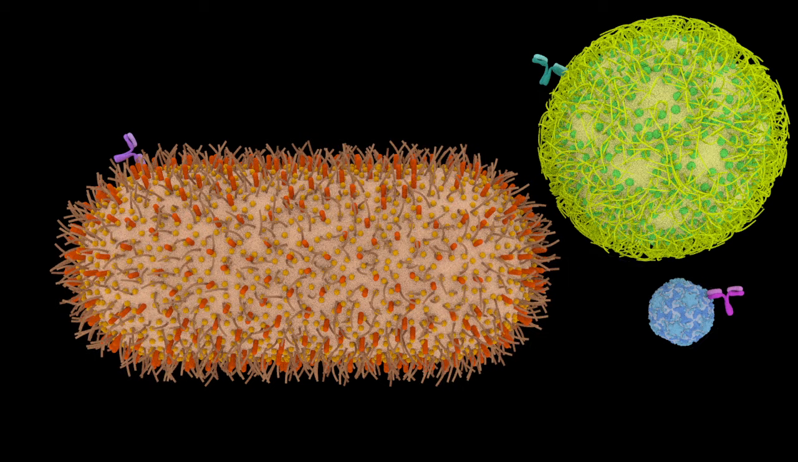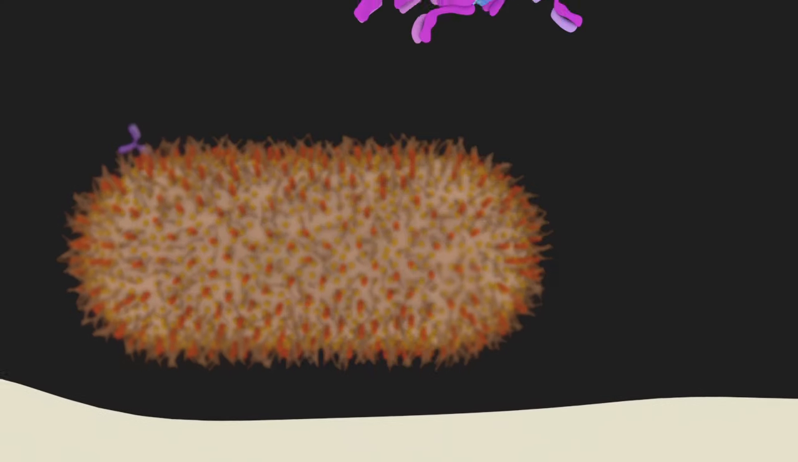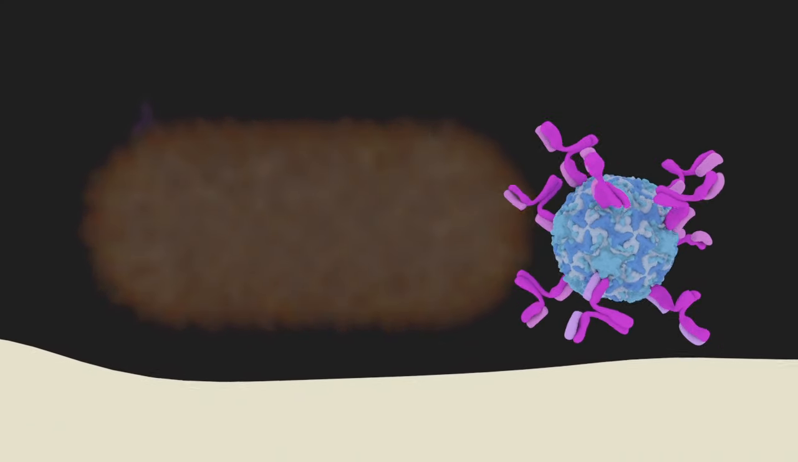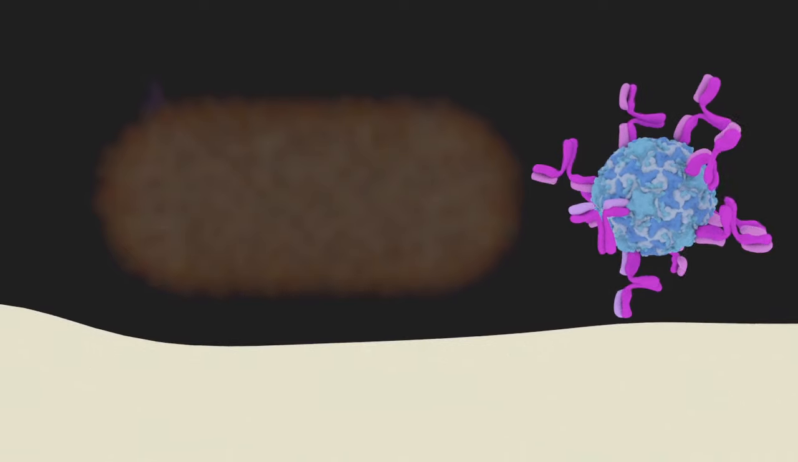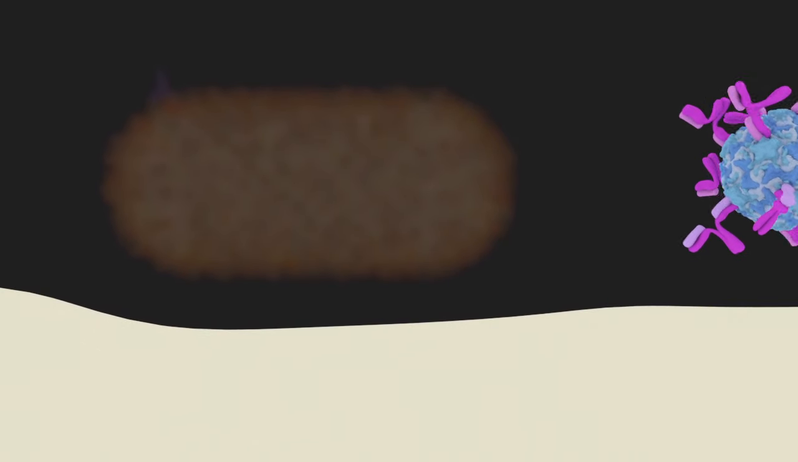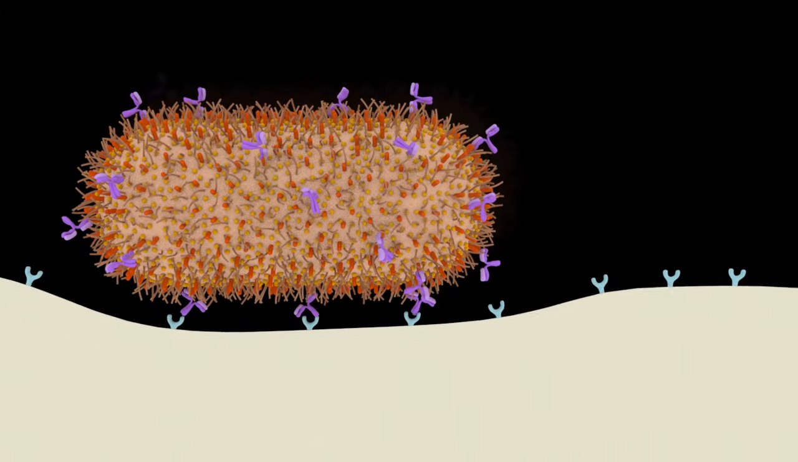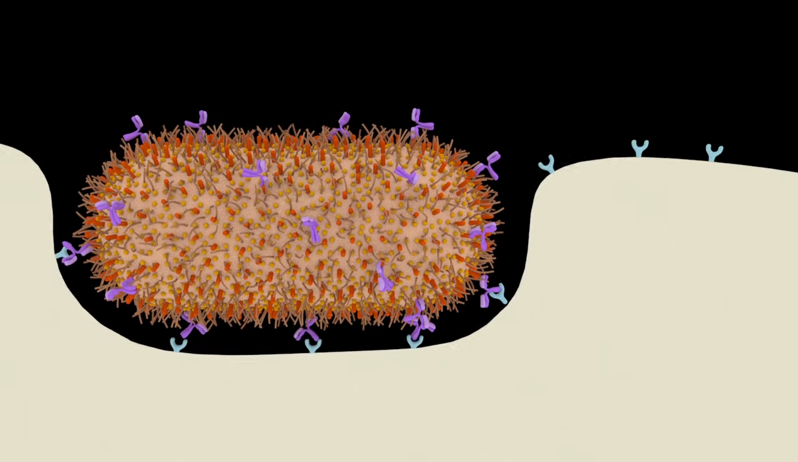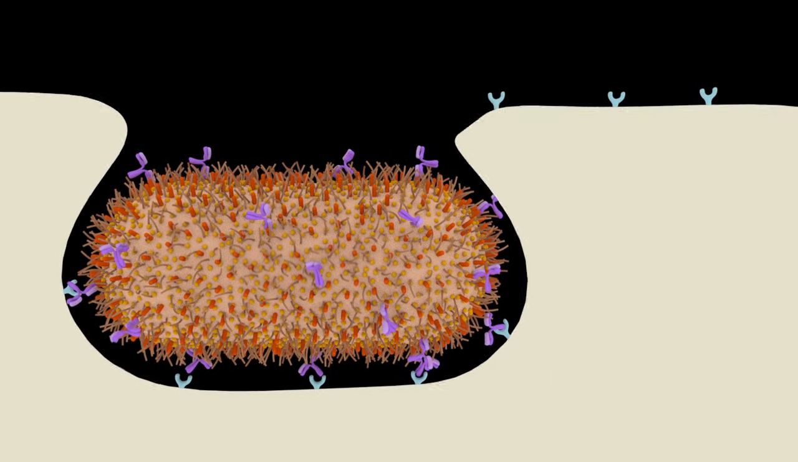Antibodies can neutralize pathogens by binding to their antigens and blocking their action, such as preventing a virus from entering a cell or blocking a bacterial toxin. Antibodies also mediate the destruction of pathogens by acting as markers that other cells in the immune system recognize.